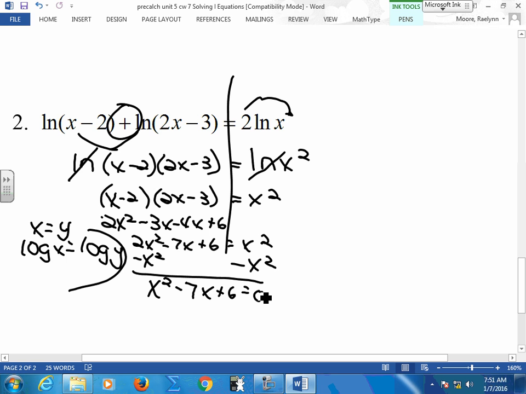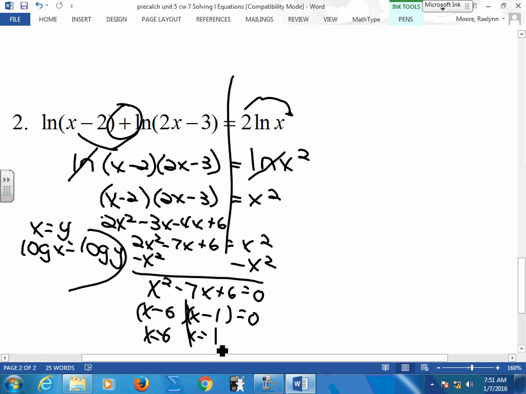No square roots. Factor. x minus 1 is... No, x minus 3 is minus 2. Oh, sorry, no. Try again. No. x minus 6, x minus 1. You need factors of 6. When the signs are the same, factors of 6 that sum up to that middle number. So, x is equal to 6, x is equal to 1.